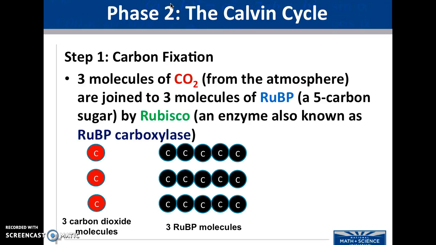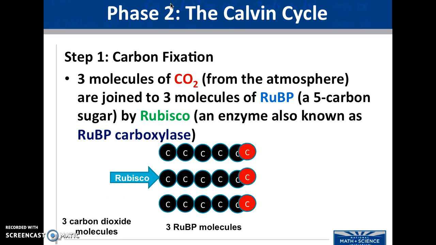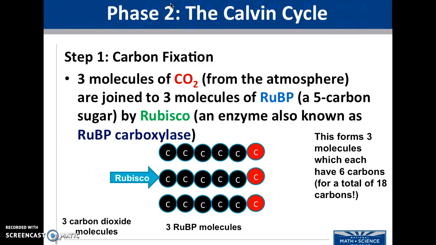So, the first step in the Calvin cycle is carbon fixation. The 3 molecules of carbon dioxide that have been absorbed from the atmosphere are joined to 3 molecules of RuBP. This is a 5-carbon sugar, and Rubisco is the enzyme that is going to join the carbons to the RuBP molecules. And so we have that here. This forms 3 molecules, which each have 6 carbons total. We have 18 carbons overall.